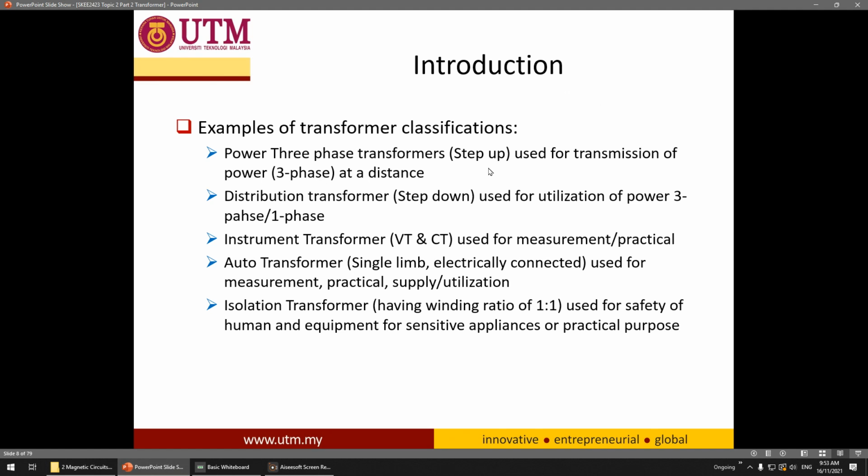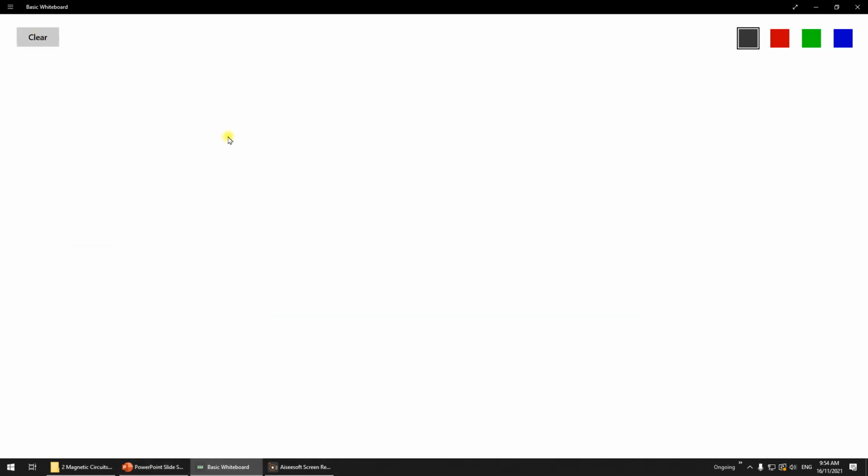Okay, step up transformers are usually from generator to transmission. So if you recall back your system, you have generation, transmission, and distribution.